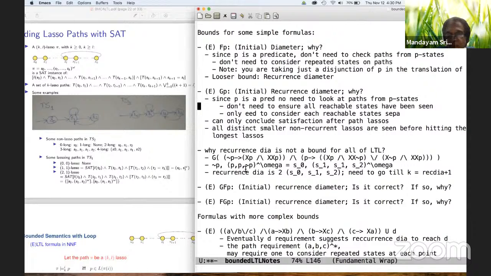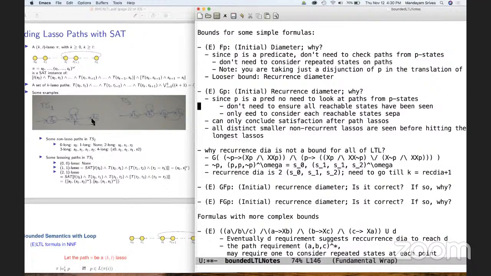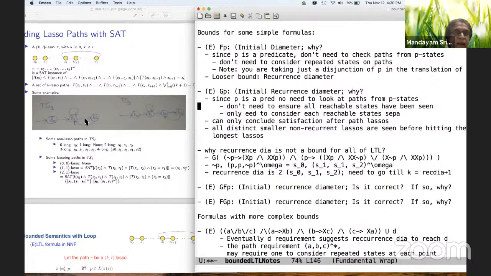Any doubt there? Okay, so I assume it's yes. But see, what is the recurrence diameter for TS1? Can anyone answer?